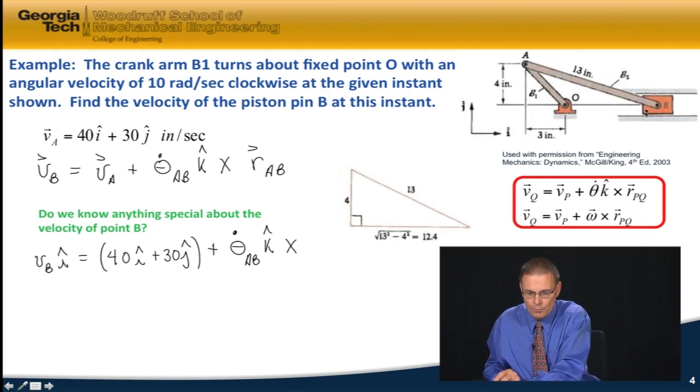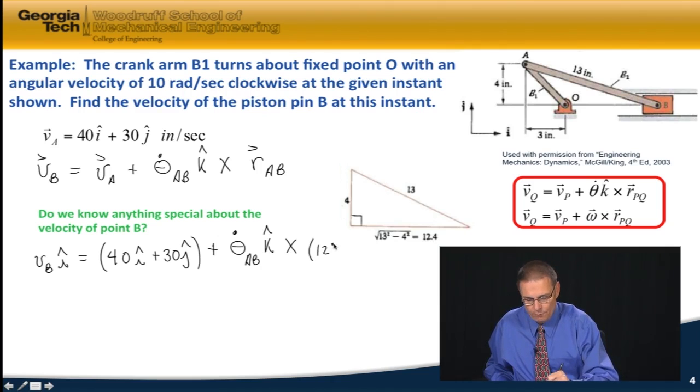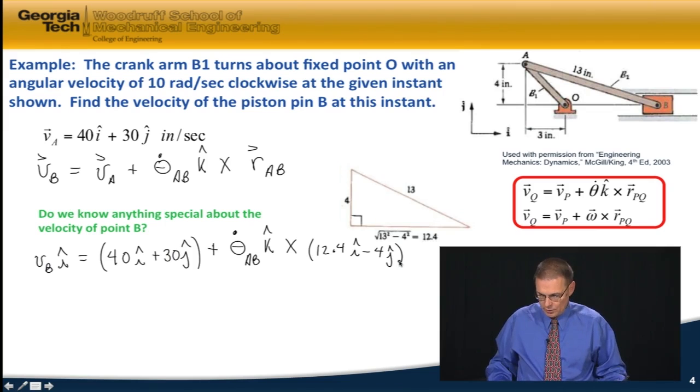And so I know by Pythagoras' theorem, rise is 4, the hypotenuse is 13, so this distance is 12.4. And so going from A to B, I'm going to go 12.4 in the I direction and down 4. So we're going to have crossed with 12.4I minus 4J. Okay, so let's continue on again.